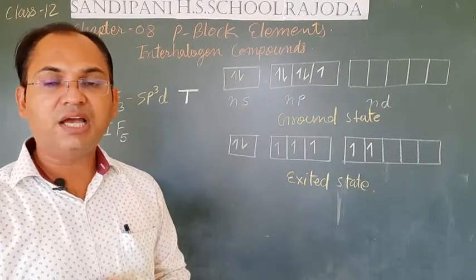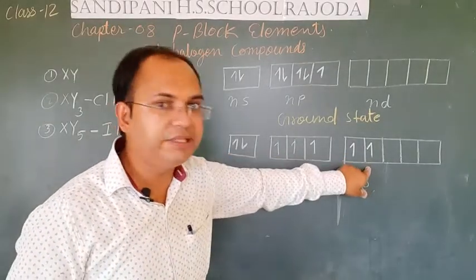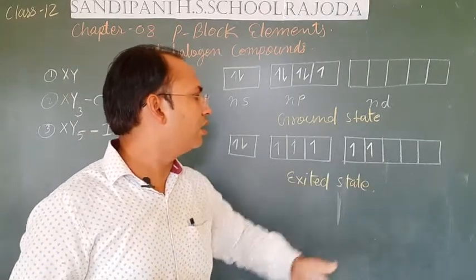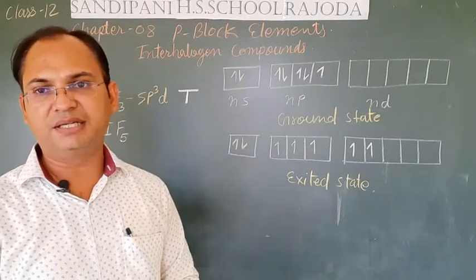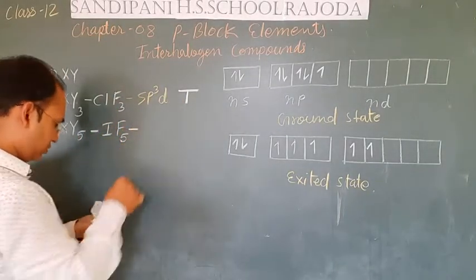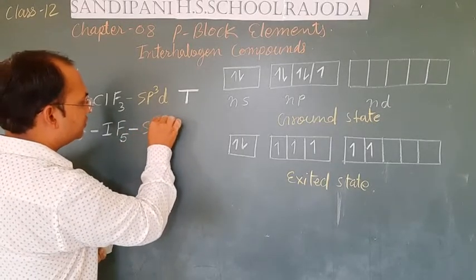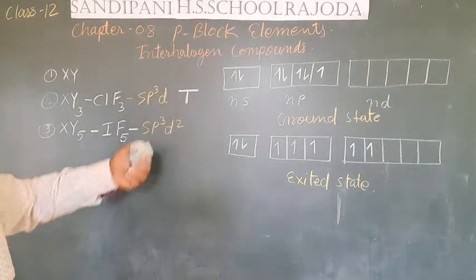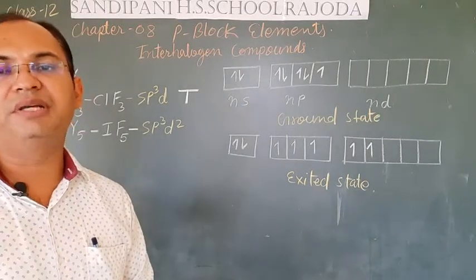And now the type of hybridization will be sp3d2, because 2 orbitals from the d shell are taking part in the hybridization. So the type of hybridization in IF5 will be sp3d2. And if you talk about its structure, then its structure is square pyramidal.